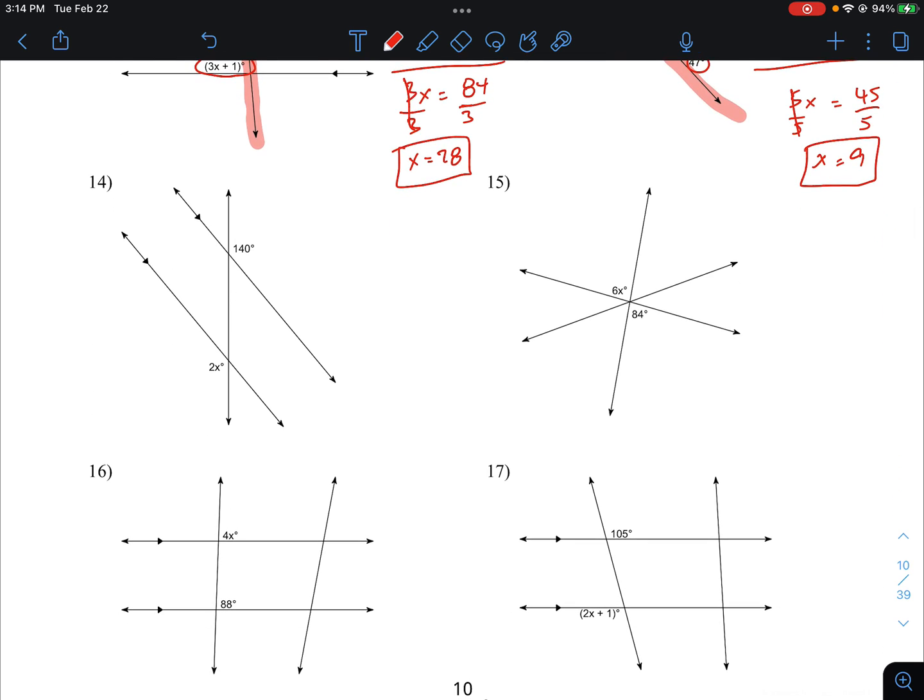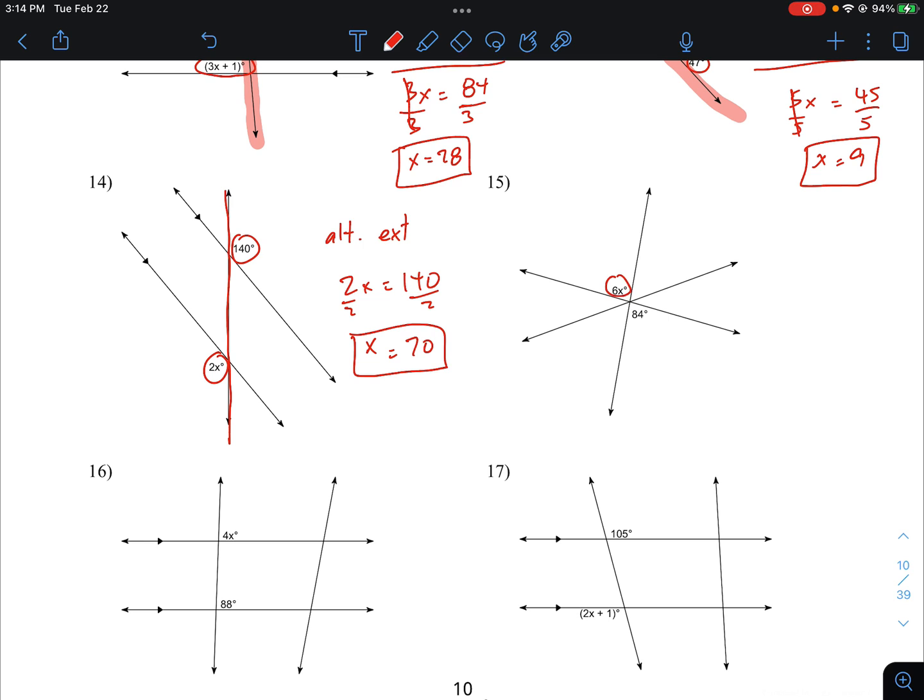All right, 4 more problems. Here's our transversal. We've got these two, which are on the exterior, and they're on opposite sides, so they are alternate exterior angles, which means they are congruent. 2x equals 140. Divide by 2, x equals 70.